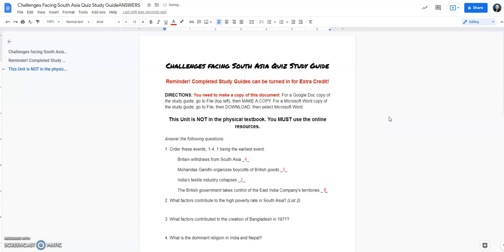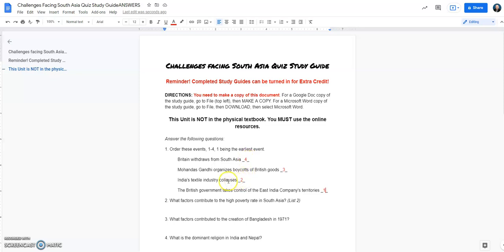First, the British government takes control of the East Indian Company territories. Then India's textile collapses. Gandhi organizes a boycott of British goods, and Britain withdraws from South Asia. So this is kind of a tricky one because typically the industry would collapse after the boycott of British goods, but the quiz is looking for an answer that goes in this order.